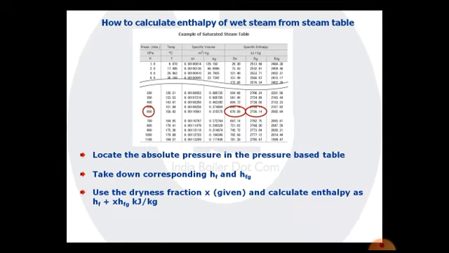Now, one common mistake you should avoid is that some people directly take Hg and, whatever the dryness fraction is given, X into Hg, they calculate the enthalpy. Never do that, right? Because as I told you, wet steam has not yet received the total HFG. So whatever it is lacking is in HFG, not HF. HF it has received fully. That's why it has started becoming steam, right? So never take X into Hg. Always find out HF plus X HFG.